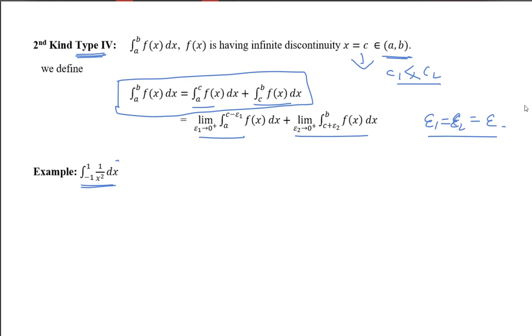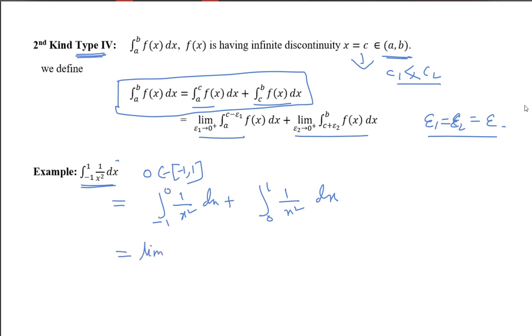At -1 we have a finite value, at 1 also we have a finite value. Is there any point where we have infinite discontinuity? At zero. Yes, at zero we have infinite discontinuity. So what will we do? We break this limit. One is minus 1 to 0 of 1 by x square dx, plus 0 to 1 of 1 by x square dx.